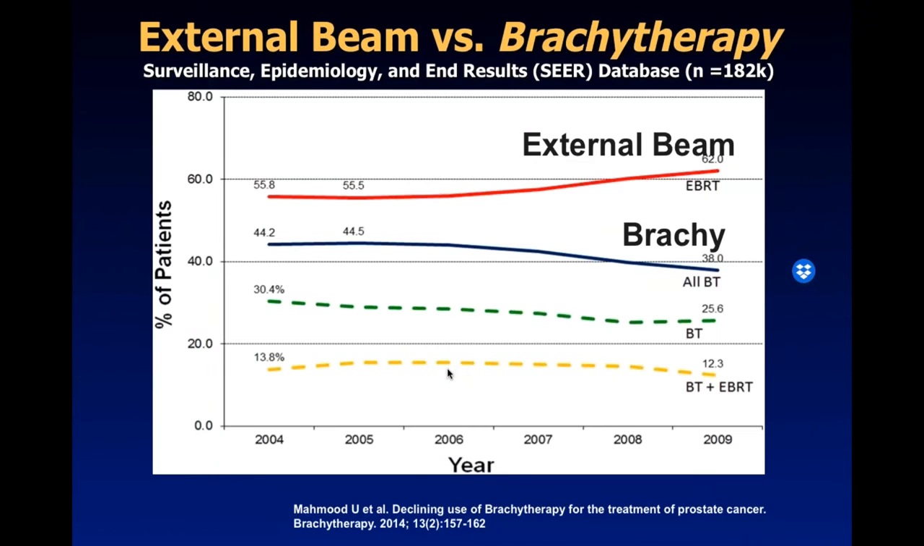If we look at the SEER database, we're seeing something similar. This is data that looks at external beam radiation and brachytherapy, and that's all brachytherapy. And then if you look at brachytherapy plus brachytherapy and external beam, again, you're seeing the decline of it, whereas you're seeing an increase in utilization of external beam radiation, primarily with IMRT and the technologies around that over the last decade.